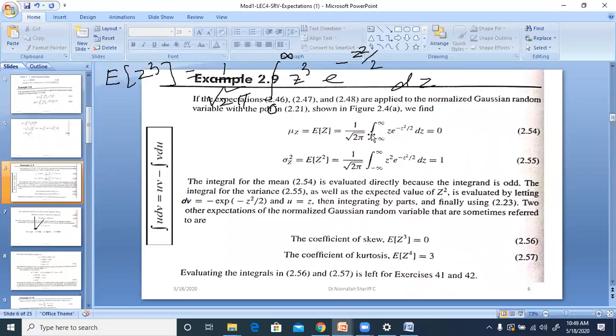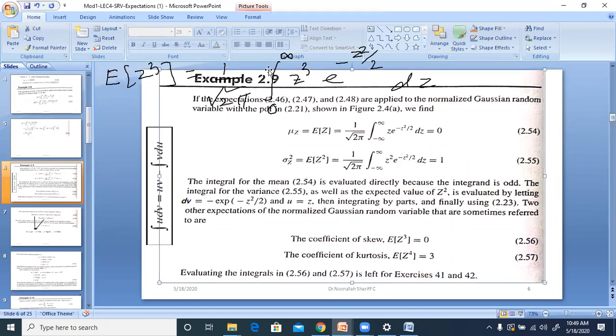That is the integration by parts you need to do. And again, it's just the integration by parts. And finally, using 2.23, the area under the PDF curve is equal to 1. The area under the PDF curve is equal to 1. If you use that property, you will be able to solve this. Try to solve this. If you are not able to do it, then I'll do it.